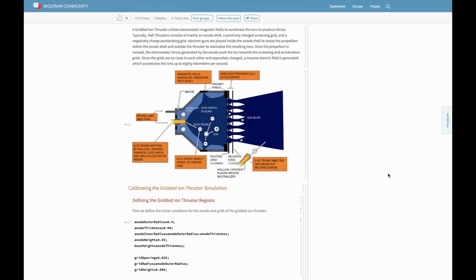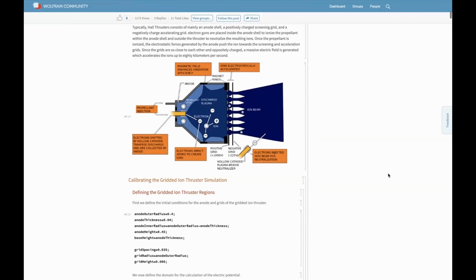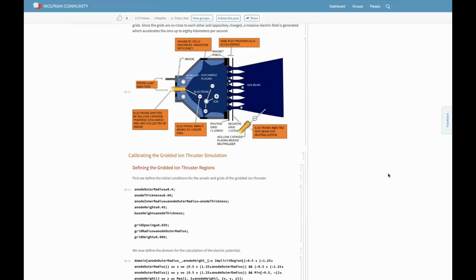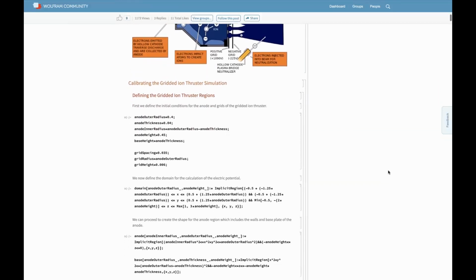Since the mass of the propellant is so small, the thrust is actually extremely small as well, but they're also able to last a lot of time. This is the main benefit of the thruster.